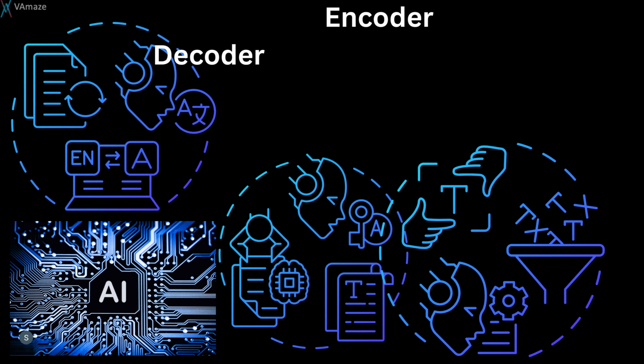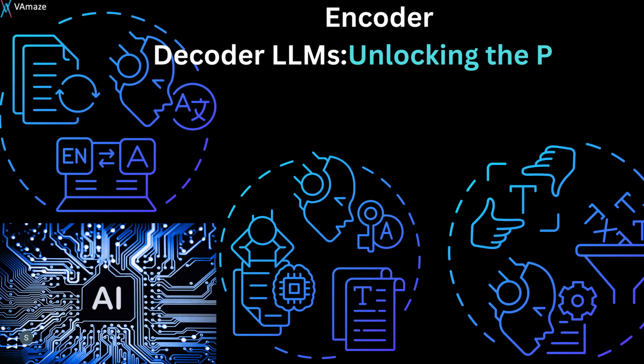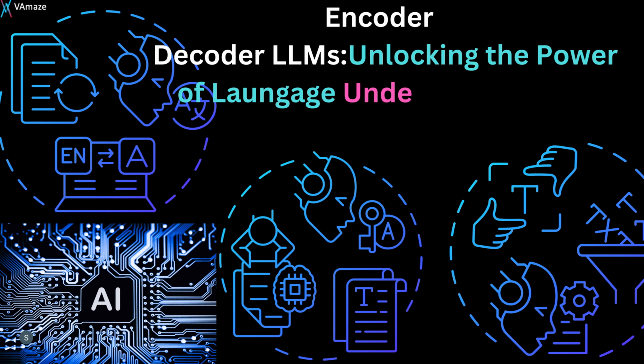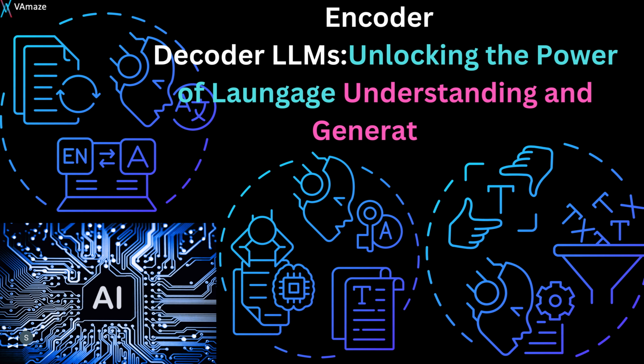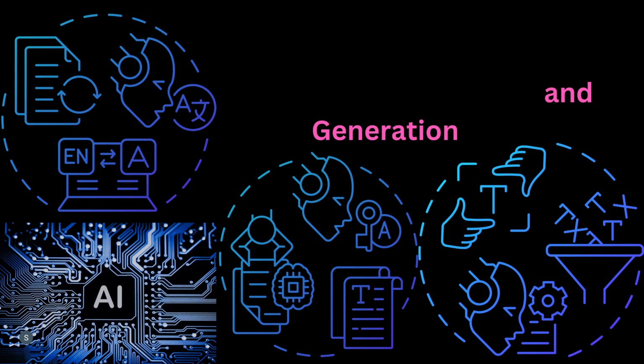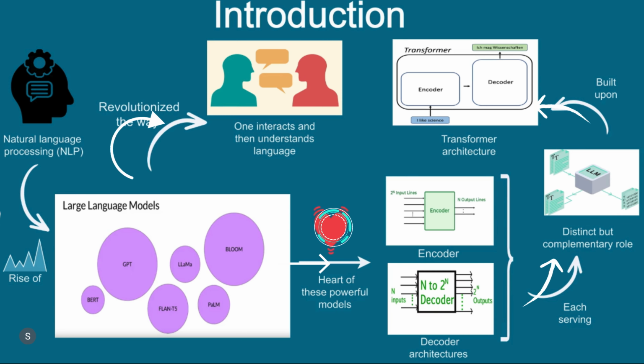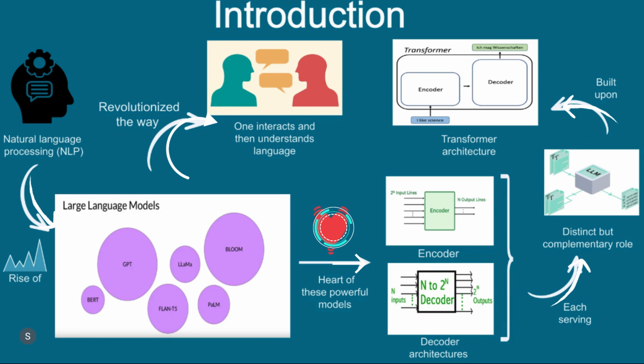Encoder and Decoder LLMs, unlocking the power of language understanding and generation. Introduction. In the rapidly evolving world of natural language processing, or NLP, the rise of large language models, or LLMs, has revolutionized the way one interacts with and understands language. At the heart of these powerful models are the encoder and decoder architectures, each serving a distinct yet complementary role, built upon the transformer architecture.